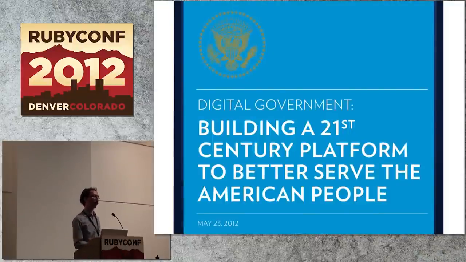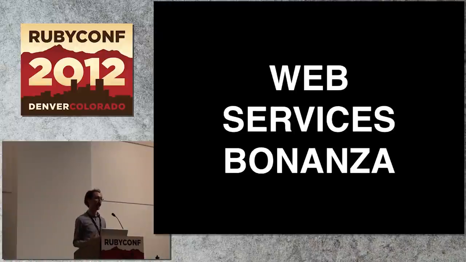This digital strategy for the federal government came out earlier this year, May 23rd, 2012, apparently. I'm involved in the API portion of this digital strategy. And a big part of this digital strategy for the entire federal government is a web services bonanza. I mean, everybody should be doing web services. Web services are great. All agencies should be delivering data to people in the form of web services. And I would tend to agree with that.